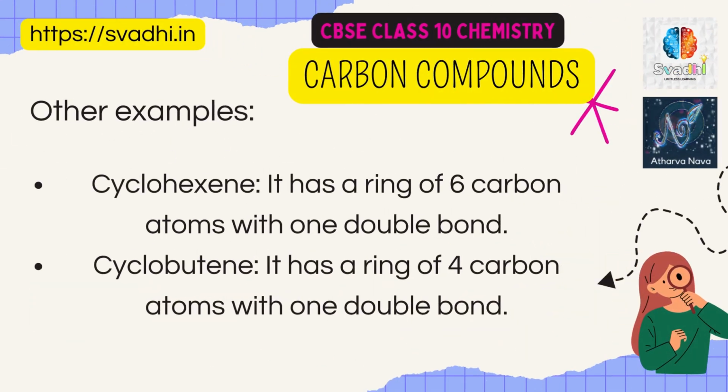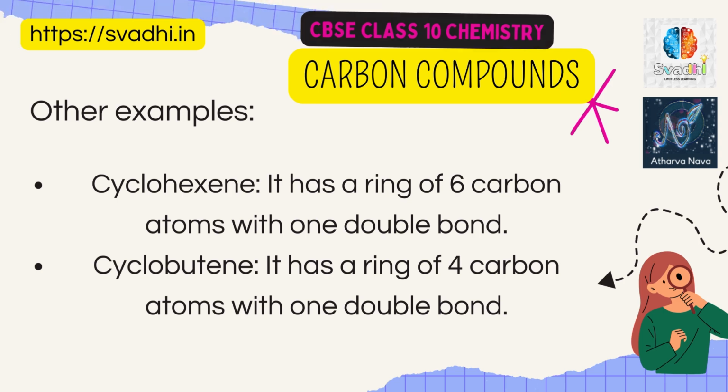Other examples. Cyclohexene. It has a ring of 6 carbon atoms with 1 double bond. Cyclobutene. It has a ring of 4 carbon atoms with 1 double bond.